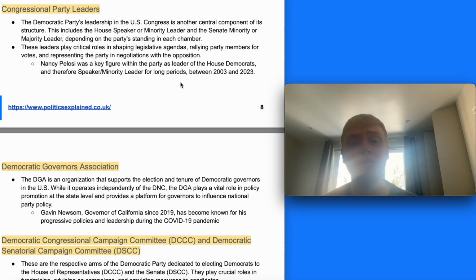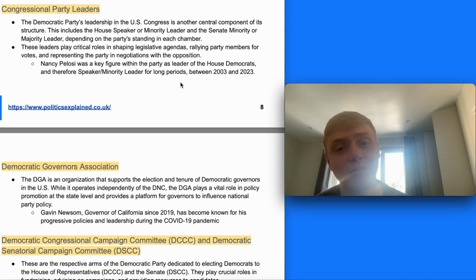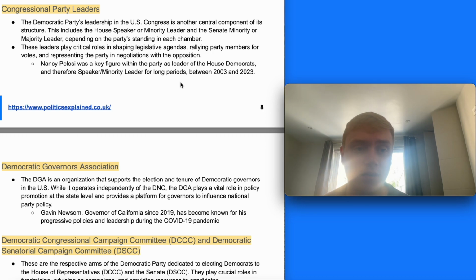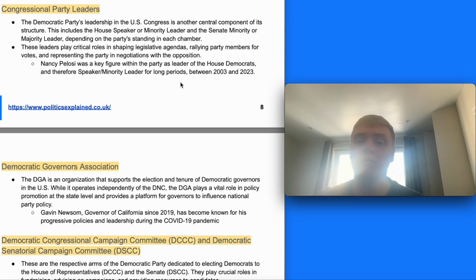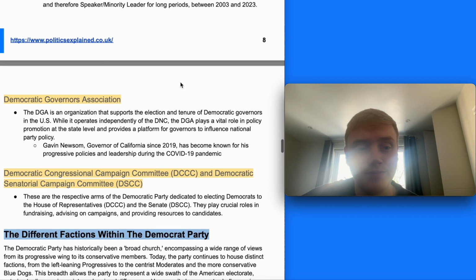So this includes the House Speaker or Minority Leader and the Senate Minority or Majority Leader, depending on whether the party has a majority in each chamber. These leaders play critical roles in shaping legislative agendas, rallying party members for votes, and representing the party in negotiations with the opposition and in Congress. Nancy Pelosi was a key figure within the party as leader of the House Democrats, and therefore Speaker or Minority Leader for long periods, 20 years, between 2003 and 2023.